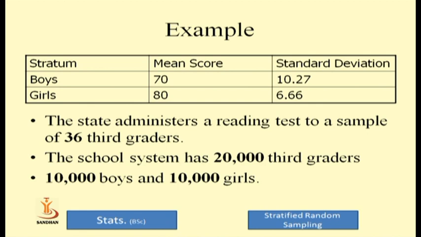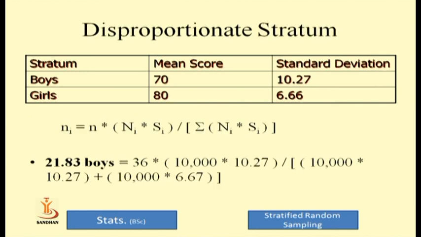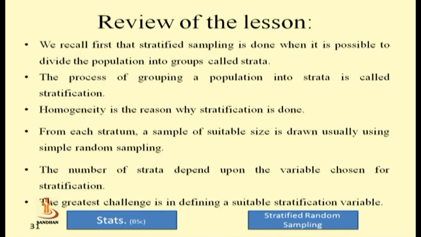People, 10,000 boys and 10,000 girls. So 20,000 becomes the population size, and these two are our stratum sizes, and 36 is the sample that we require. So using the formula, I can find here that 21.83 boys will be taken in my sample, which comes out to be 22, and when I subtract boys from my sample size, I finally get 14 girls. So this is how I have used disproportionate sampling to find the total sample elements.